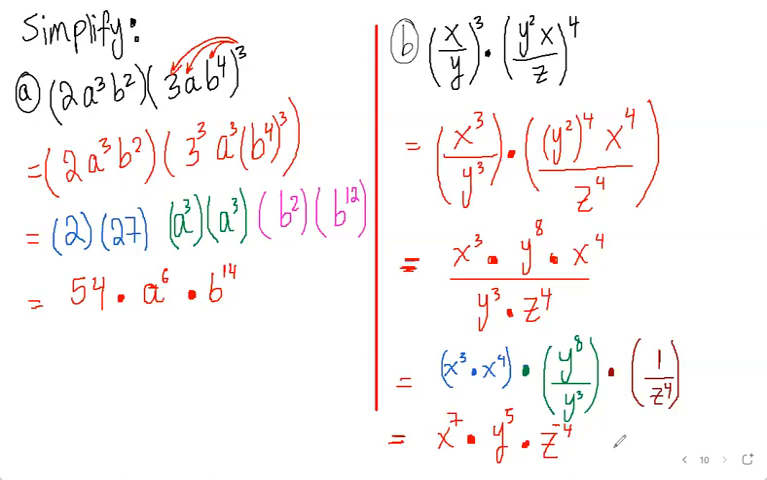Okay, thank you. Yeah, sometimes when the question tells you don't write the answer as a fraction, you have to write it in this way, like this. But if they did not specify what you have to do, you can write it as x to the power 7 times y to the power 5, all of this over z to the power 4. This is correct too.